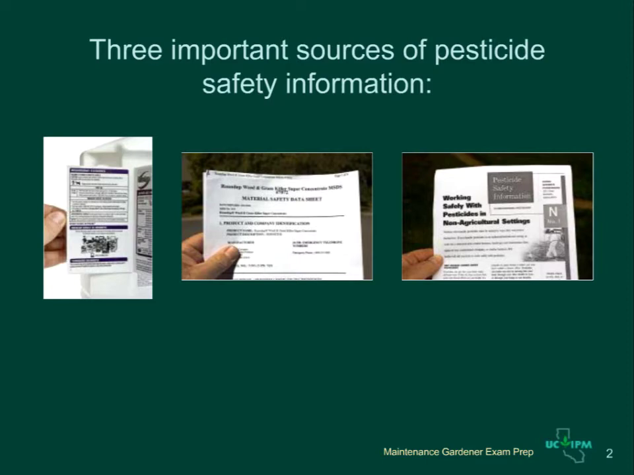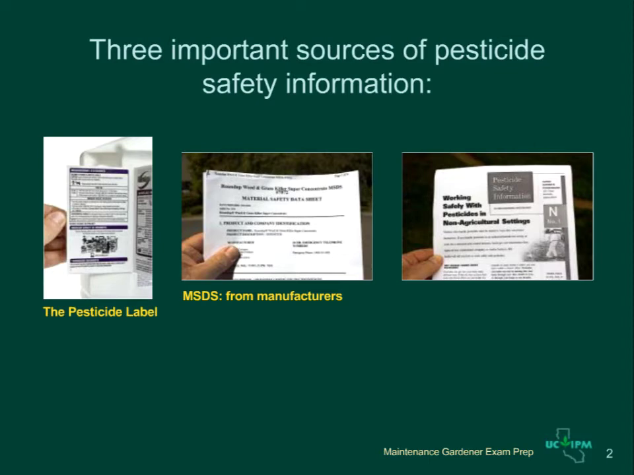It is important that you learn about potential problems and safety procedures before you use a product. This information is not standard and may vary from product to product. 3 important sources of information are pictured here. Number 1, the pesticide label. This is the most important source of information. Check on the label for signal words, protective equipment requirements, special precautions for protecting the environment and people, and also first aid instructions.